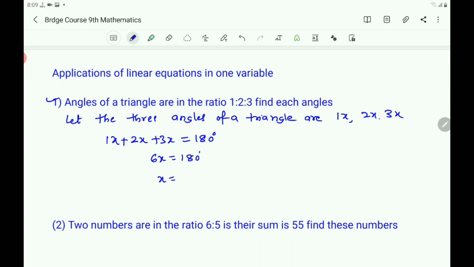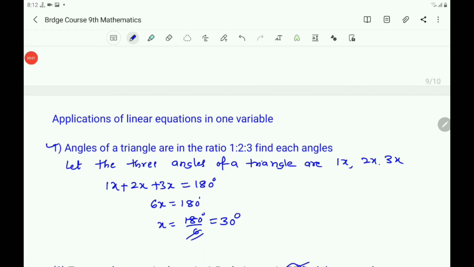So x equals 180 degrees by 6. 6 1s are 6, 3s are 18, that equals 30 degrees. Here you got the value of x. But what is required here? You must find the angles of the triangle. Find each angle. So the first angle is 1x. 1x equals 1 into 30 degrees, because the value of x is 30 degrees. So 1 into 30 degrees.